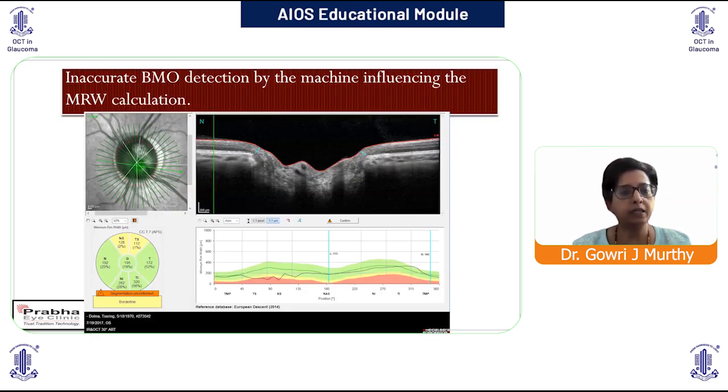If you can see this image, the BMO, which is indicated by the small red dots in this picture, has been detected inaccurately. You can see this comes into the substance of the optic nerve head here. And as a result, you can see that the upper two sectors have been marked as borderline. So one can correct the BMO marking manually by looking at the images when we go to the image module on the Spectralis machine.